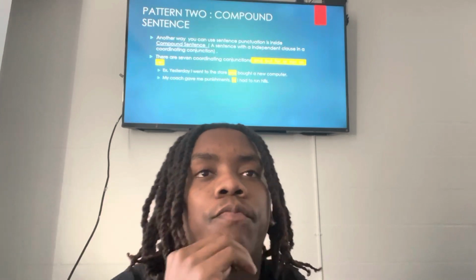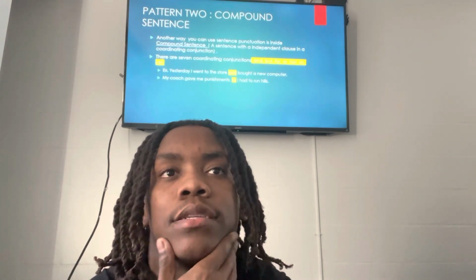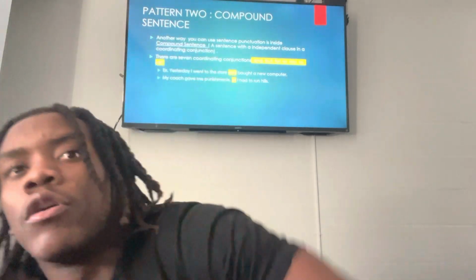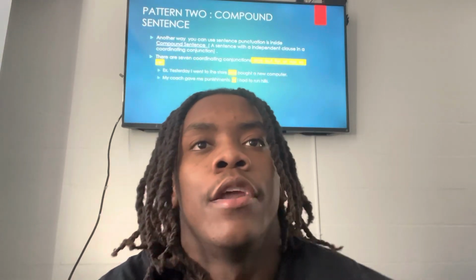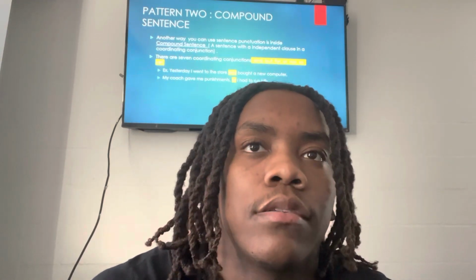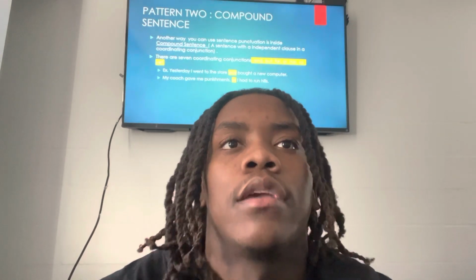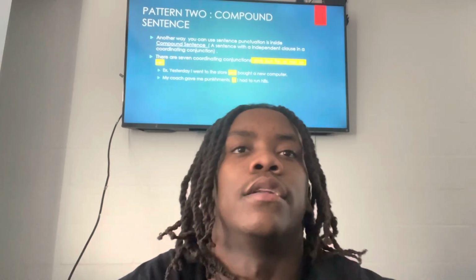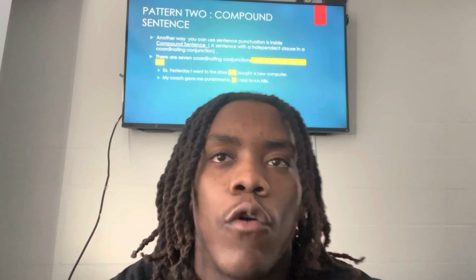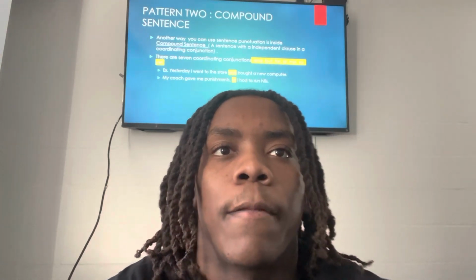Here goes pattern 2, talking about compound sentences, how to combine sentences using the 7 coordinating conjunctions. Another way you can use sentence punctuation is inside a compound sentence. That's a sentence with an independent clause and a coordinating conjunction. The 7 conjunctions are and, but, for, or, nor, so, and yet.